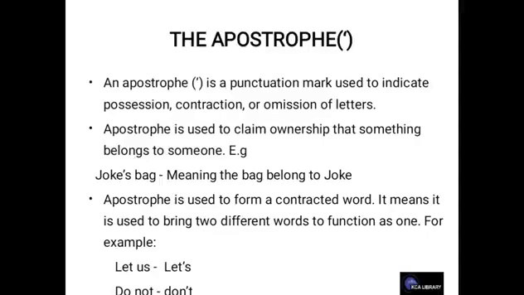We also have the apostrophe. An apostrophe is a punctuation mark used to indicate possession, contraction, or omission of letters. It is used to claim ownership that something belongs to someone. For example, Joke's bag, meaning that the bag belongs to Joke. So apostrophe is used to form a contracted word. It means it is used to bring two different words to function as one. For example, we have let us written as let's. We have do not written as don't.